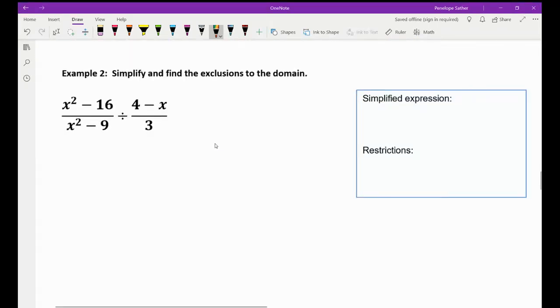Example 2. So let's go to a division problem. This time we still have to do some factoring. So this factoring isn't too bad. This factoring is pretty decent.